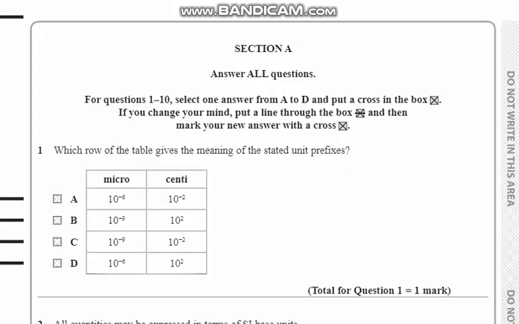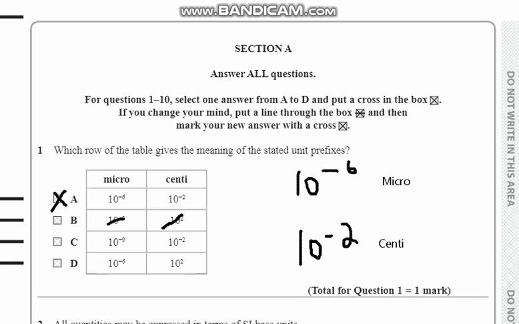So the first question asks which row of the table gives the meaning of the stated unit prefixes. One column is for micro and one for centi, and I'll be labeling these stated unit prefixes now. There you go, 10 to the power minus 6 is micro and 10 to the power minus 2 is centi, and we can clearly see that our answer is A. 10 to the power minus 9 is not the answer, and the other options are not valid.